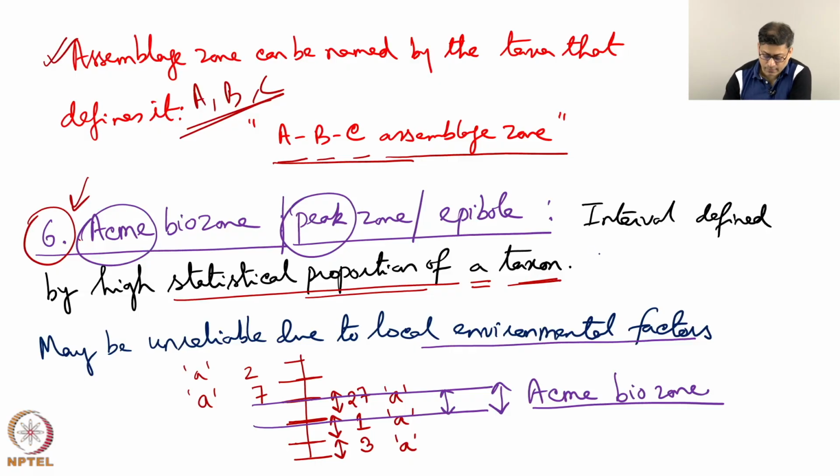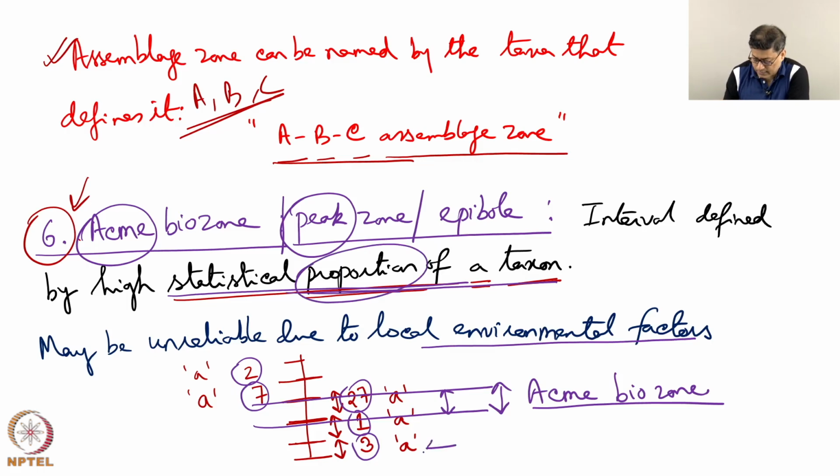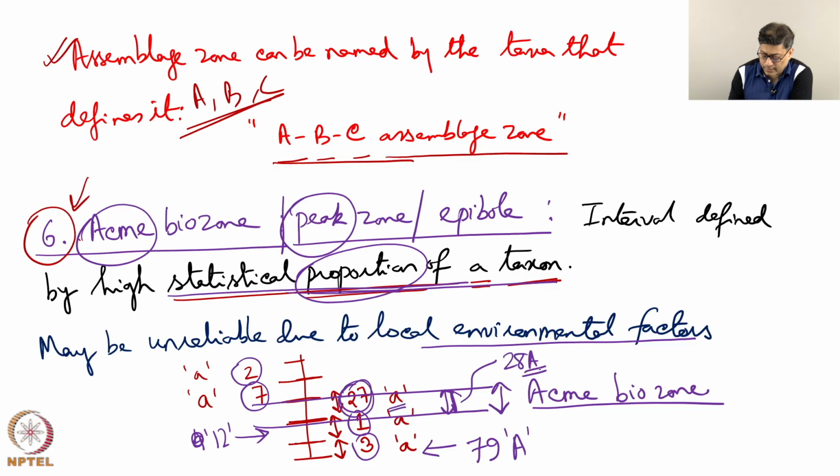Come back to the definition. I have given the absolute numbers 3, 1, 27, 7 and 2. What about the statistical proportion of a taxon? This means we might be using, instead of these numbers, a proportion with respect to the other taxa. Suppose there are 79 other taxa found in this one, here we found 12 other taxa, and here within this range where we are saying there are 27 of taxon A, we have found only 28 other taxa.